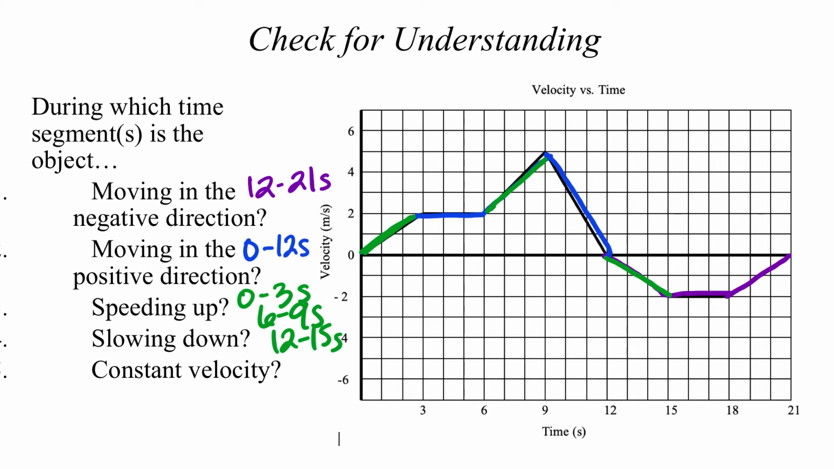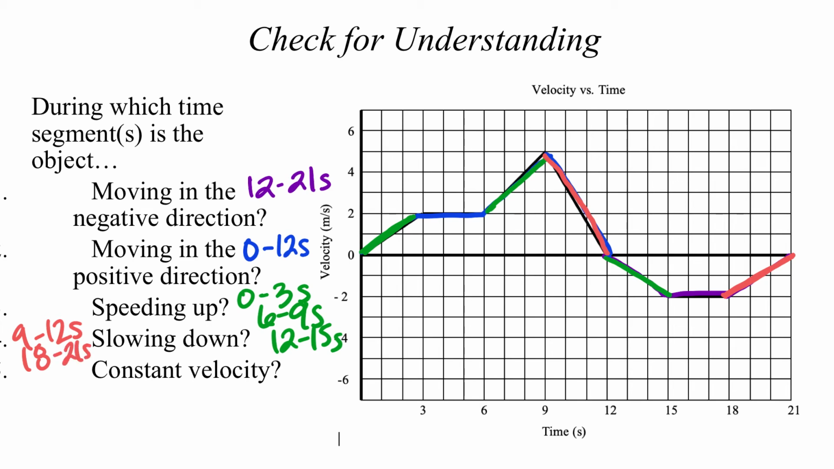All right, so now slowing down, we want to start away from 0 and go closer to 0. So right here, from 9 to 12, we're going closer to 0. And then at the end here, 18 to 21, we're starting away from 0 and going closer to 0. So both 9 to 12 seconds and 18 to 21 seconds.